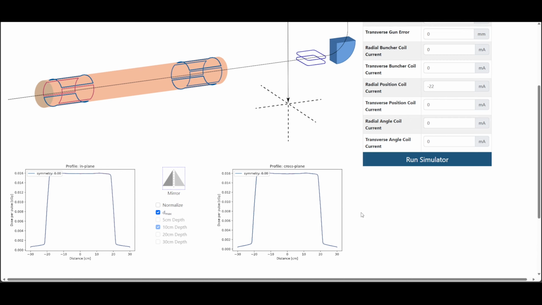Okay, great. We steered our beam and were able to investigate how the different magnets affect the symmetry. If you want to learn more, you can use Simac to practice beam steering.